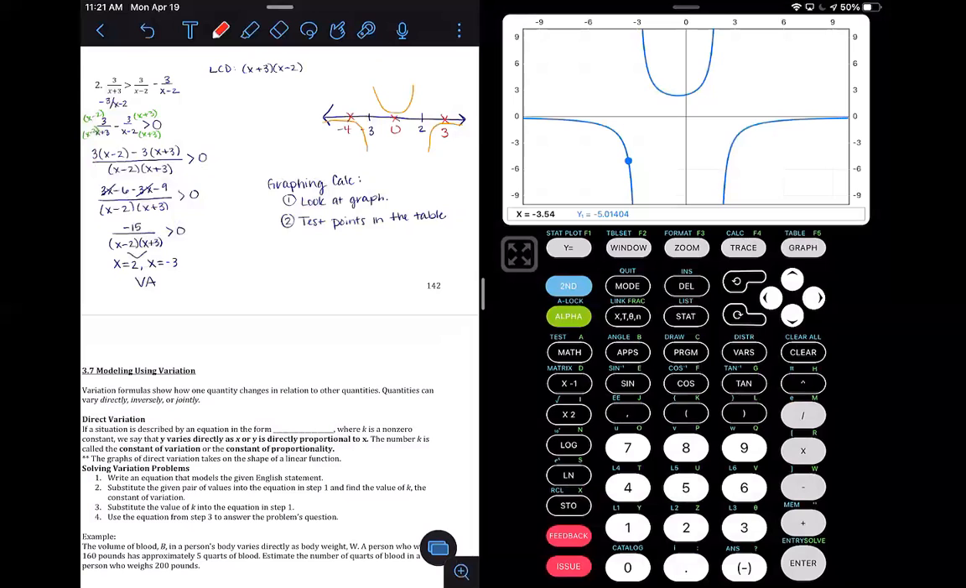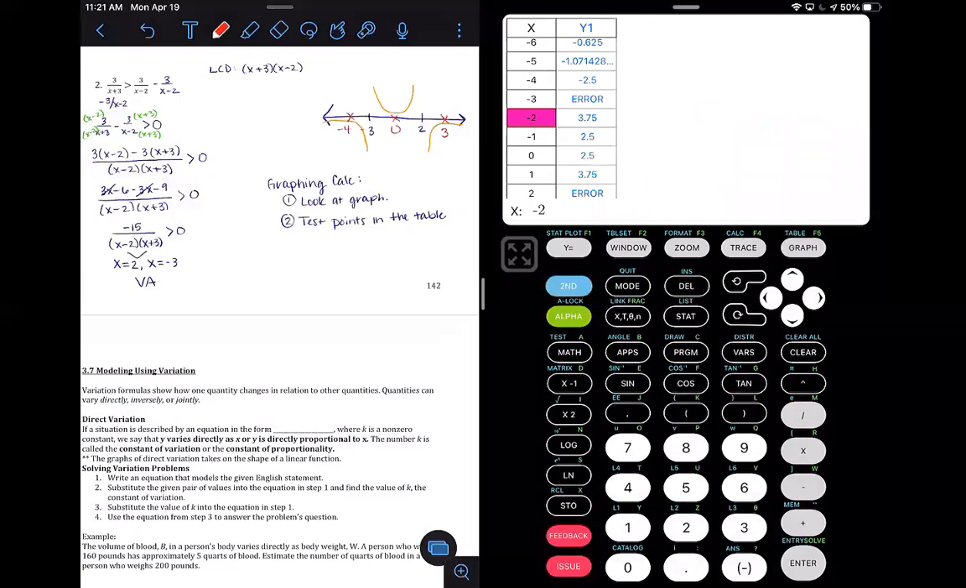And if you go to the table, you can type in negative 4, you get negative 2.5. If you plug in 0, you get positive 2.5. And then if you plug in 3, you get negative 2.5. Okay. So either way is fine.